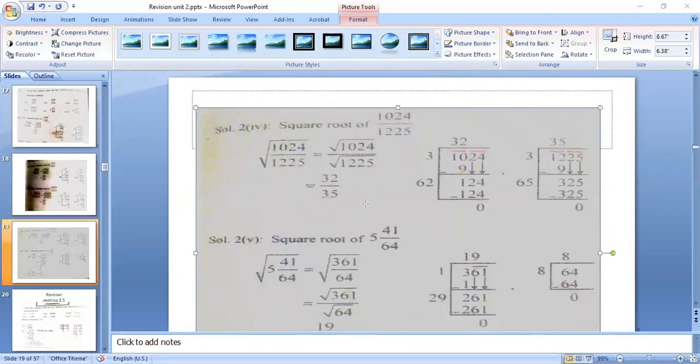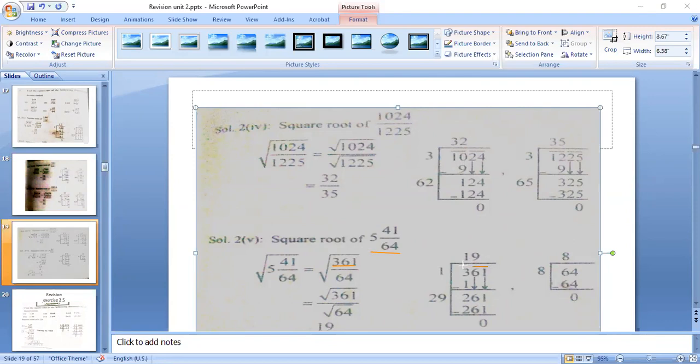Now we want to find the square root of this fraction, 5 whole 41 by 64. First we multiply 64 with 5 and then we add the answer in 41. And what will we get? We get 361 by 64. So first of all we change it into simple fraction, common fraction.